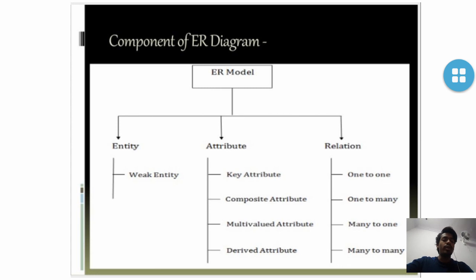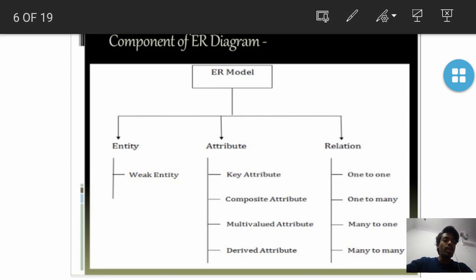And the components of an ER diagram. An ER diagram is divided into three parts, that is entity, attribute, and relationship. Entity has the weak entity, and attributes are key attribute, composite attribute, multi-valued attribute, and derived attribute. Relationship is one to one, one to many, many to one, and many to many.